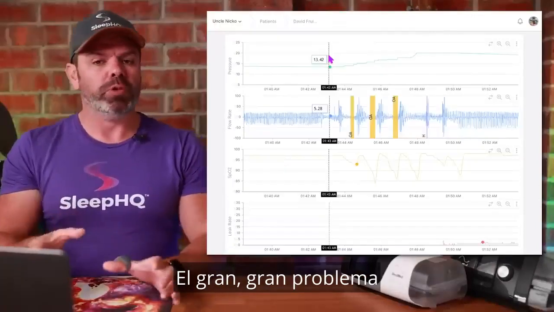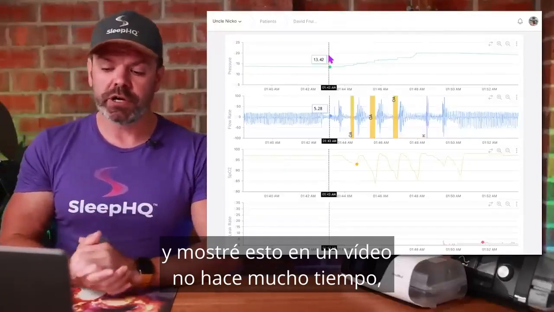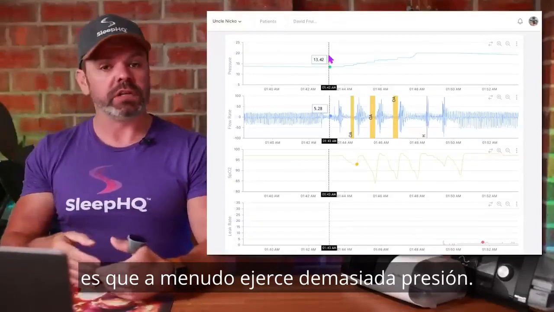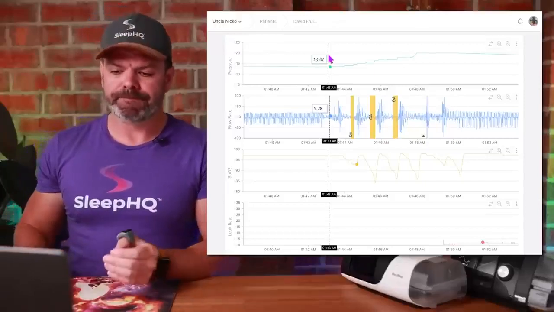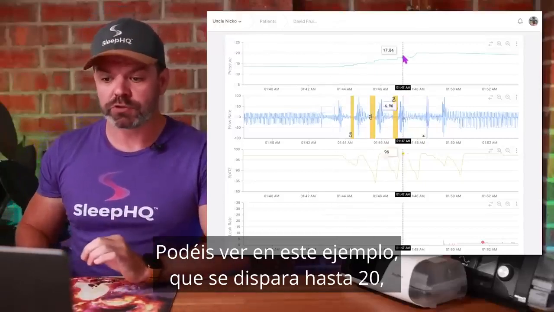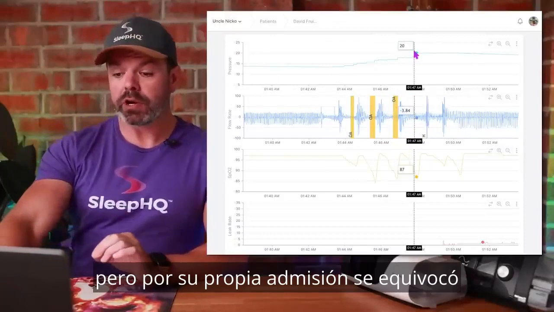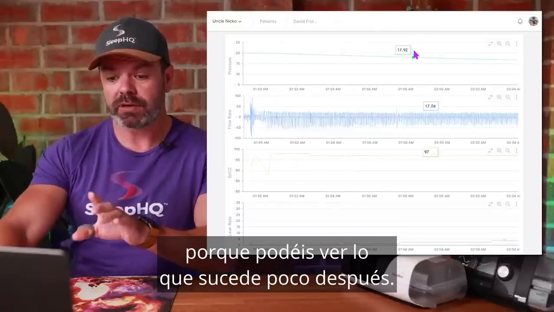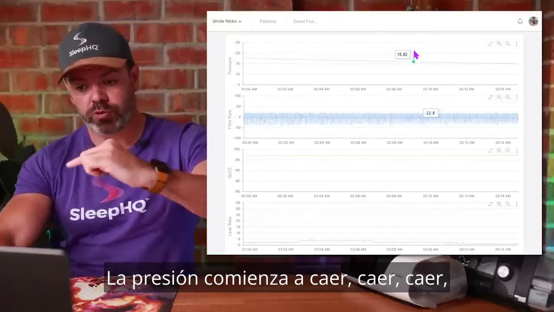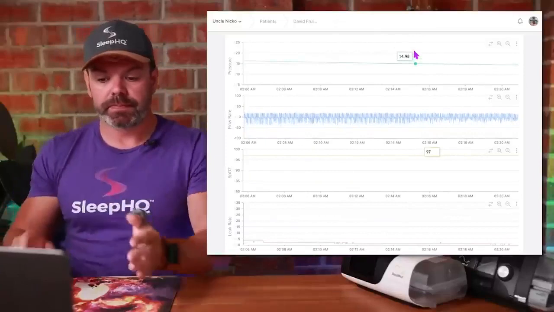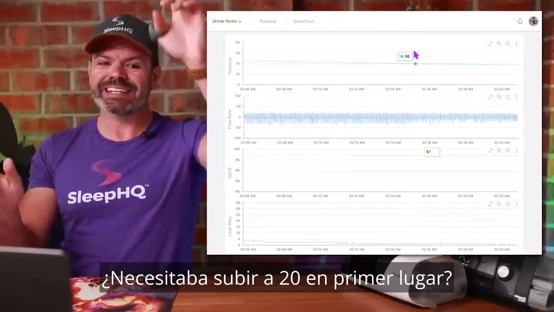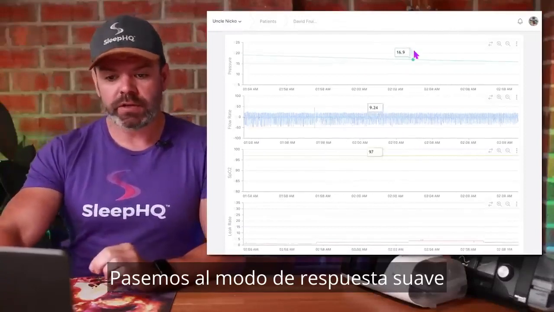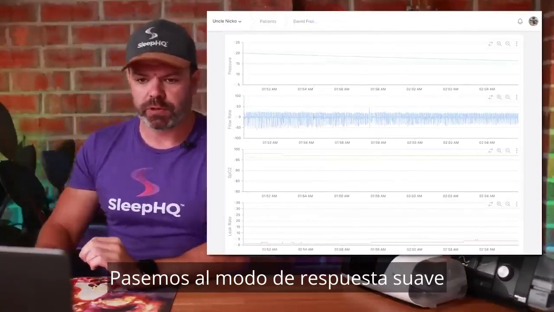Now, the big problem with the standard response mode, and I showed this in a video not too long ago, if you'd like to watch that video, click the link above, is that it often delivers way too much pressure. You can see in this example, it shoots right up to 20, but by its own admission, it got it wrong because you can see what happens soon after. The pressure starts to drop, and breathing is still normal. So did it need to go up to 20 in the first place? Probably not. Now, let's head over to the soft response mode and check that out.